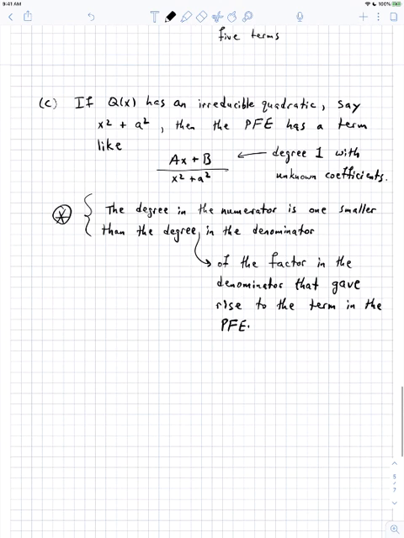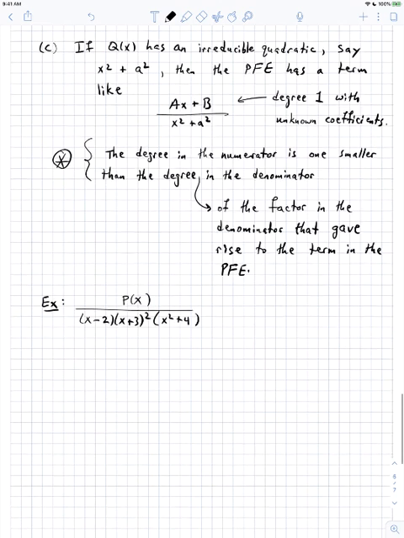It's always easier to see this if we look at an example. So let's say we have something like, again, we don't care what's in the numerator, but in the denominator, let's have x minus 2 times x plus 3 squared, and then let's put x squared plus 4. So we have a distinct linear, we have a repeated linear, and here we have a distinct irreducible quadratic. If this were a minus, you'd be able to factor it, but it's a plus, so it's irreducible. You can't factor it, at least not over the real numbers.